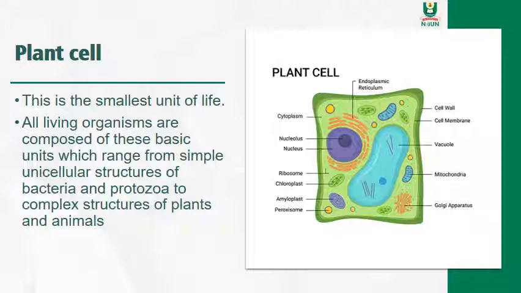You can see the food vacuoles here. That is where food is stored. The vacuoles are very large. Then you can see the mitochondria here. This is responsible for energy. That's what gives the plant cell its energy. And you can see the Golgi apparatus here. This is the endoplasmic reticulum, which is responsible for respiration. So that is what the endoplasmic reticulum is for.